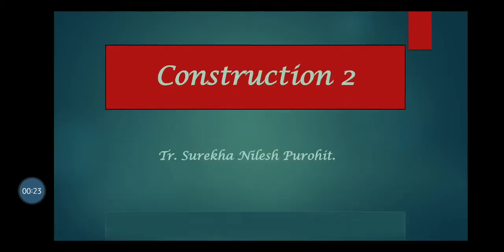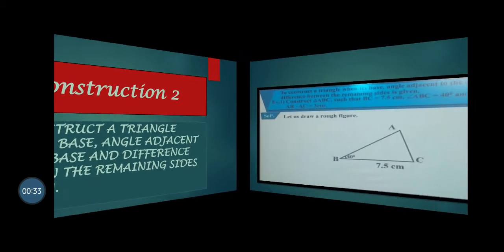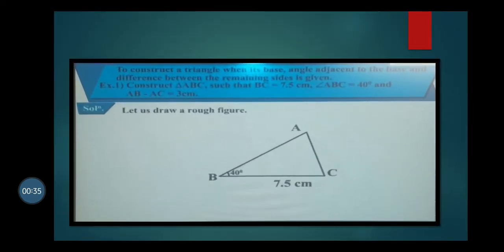Construction 2. To construct a triangle when its base, angle adjacent to the base and difference between the remaining sides is given. This example is there in your textbook. Let us try to understand it.